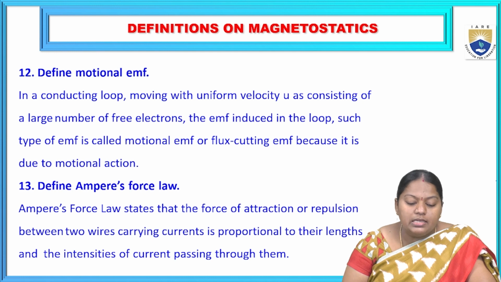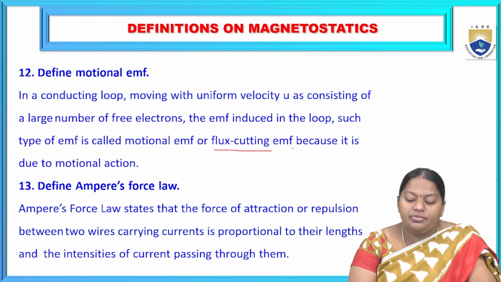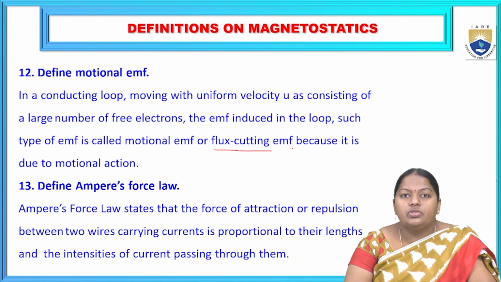One is the transformer EMF, which is related to stationary loops, whereas motional EMF is related to moving loops. Right? In a conducting loop moving with uniform velocity u, consisting of a large number of free electrons, the EMF induced in that loop is called motional EMF or flux cutting EMF because it is produced due to motional action.